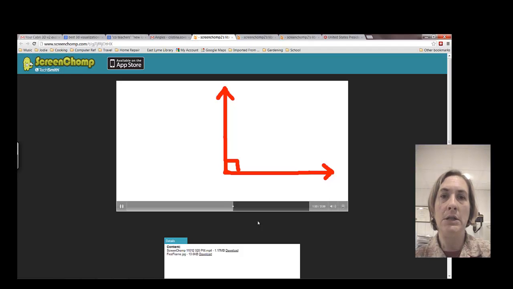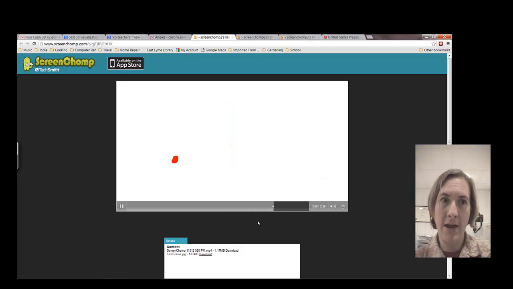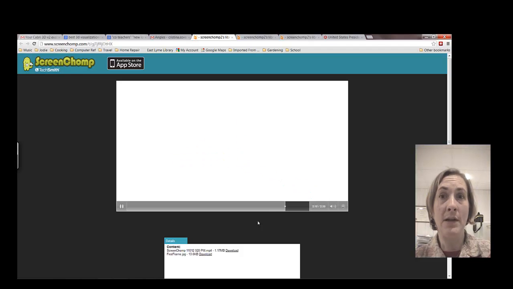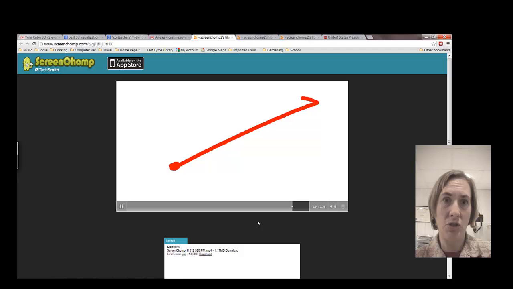Here are two non-examples of angles. These line segments do not share an endpoint. Since an angle is the union of two line segments or two rays that share the same endpoint, this cannot be an angle. This is just a ray.